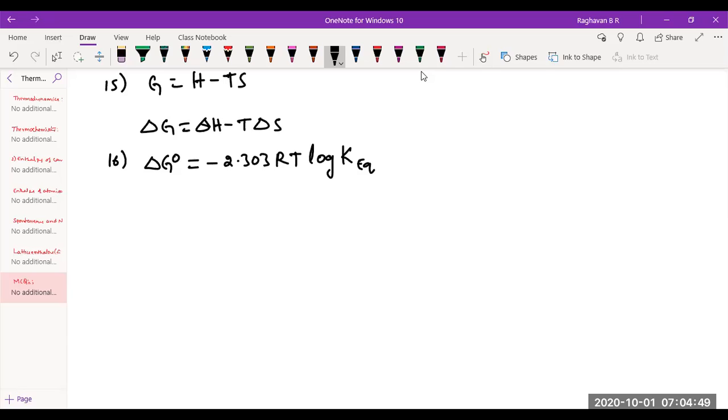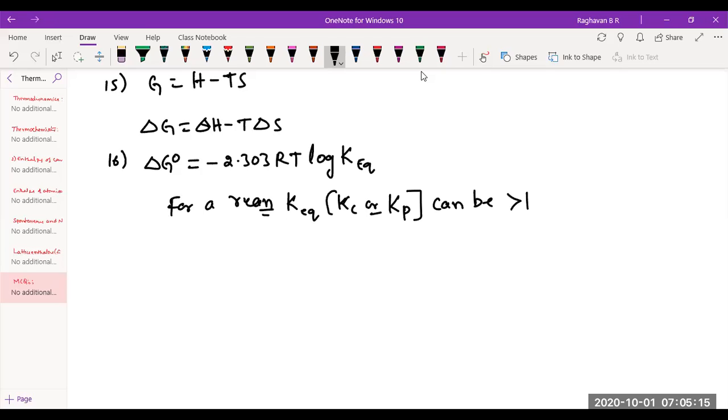Now K equilibrium for a reaction, when I say K equilibrium, it may be equilibrium constant in terms of concentration or equilibrium constant in terms of partial pressure. For a reaction, K equilibrium can be greater than 1, or it can be less than 1, or it can be equal to 1.